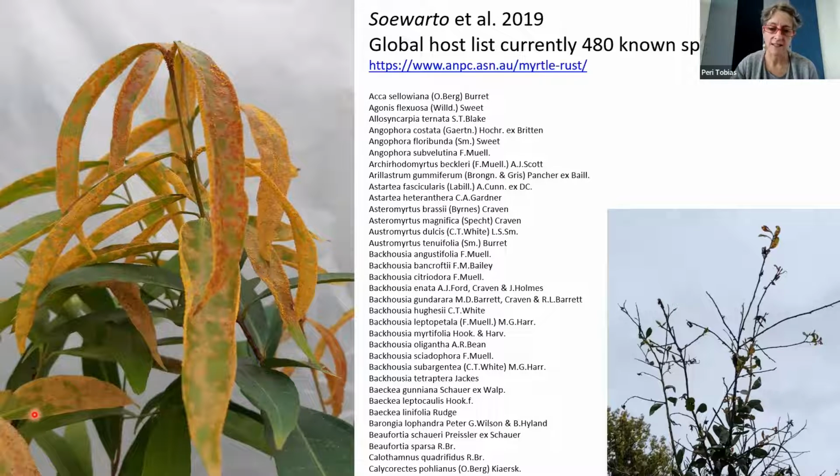You can see this list I've got here only goes down to C, and it's much longer, of course. Many of these plants are endemic to Australia. Australia is the centre of origin for Myrtaceae, so we have a very wide range of Myrtaceae species. So it was always a worry to think of this pathogen arriving, and now it's here. On the left is a Syzygium jambos, which is highly susceptible to the rust, and you can see how heavily infested it is on the new growth.